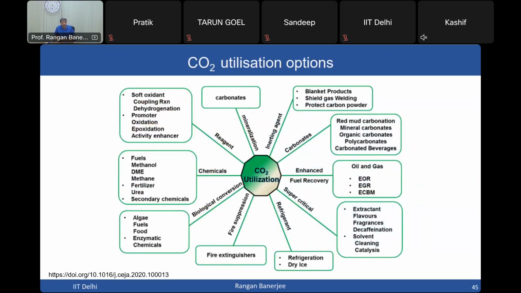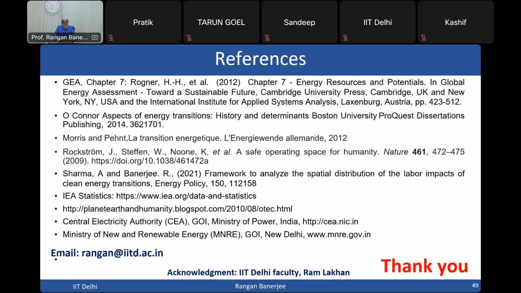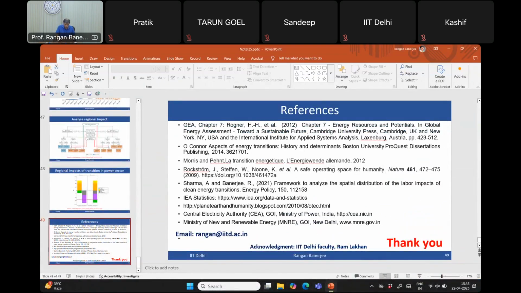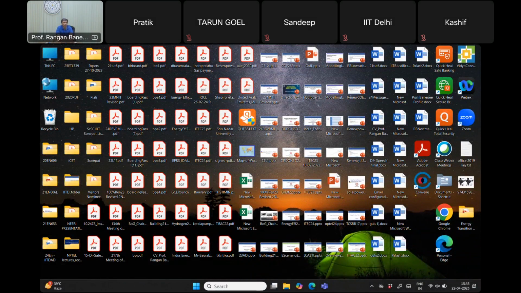And what is viable is to look at CO2 which is captured and then used. So that means you use it in creating fuels, methanol, DME, and we can also look at it in terms of carbonation and various other applications for CO2. Enhanced oil recovery is another option. So I think with this, I will stop here. And if there are any questions or comments, we can take that up.